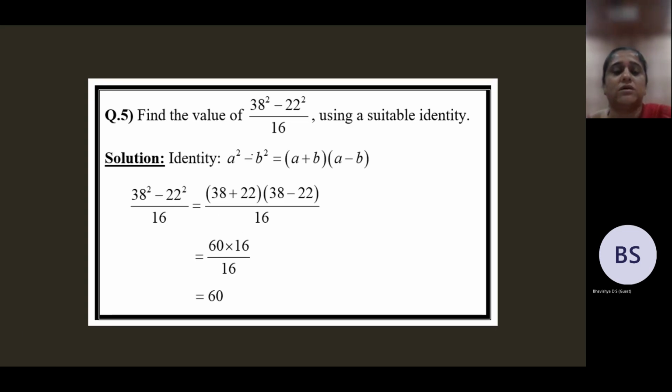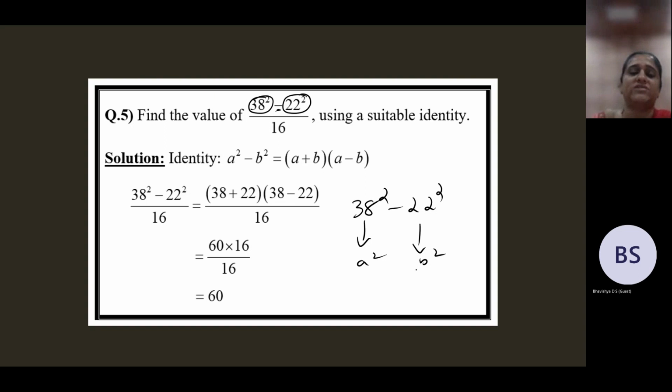So now you can make use of this identity a square minus b square here because this one is 38 square, a square, 22 square, b square, and there's minus here. So 38 square minus 22 square is of the form a square minus b square. So what is a square minus b square? A plus b into a minus b.